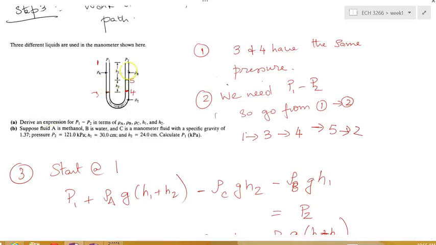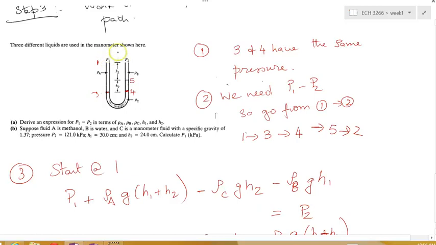Okay, so again, here is a manometer problem where you are asked to find P1 minus P2. First step, identify the points where the pressures can be equal. And I've noted it down here on this figure, where points 3 and 4 have the same pressure. So that's step 1. Step 2 is to get the path.